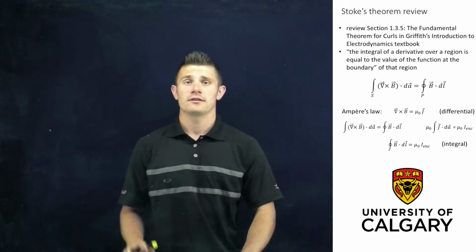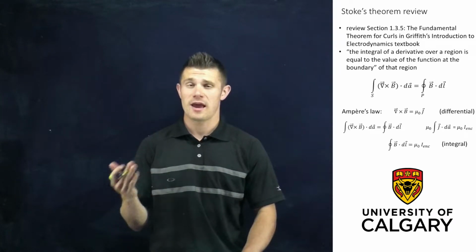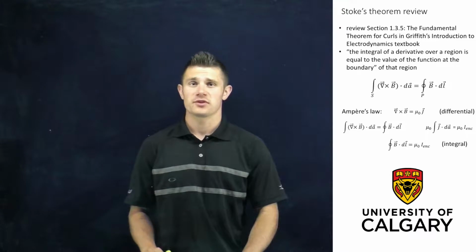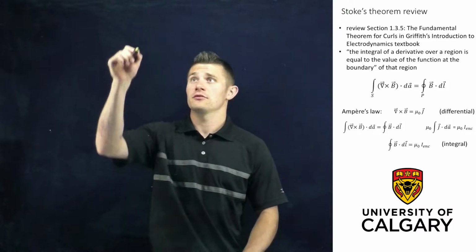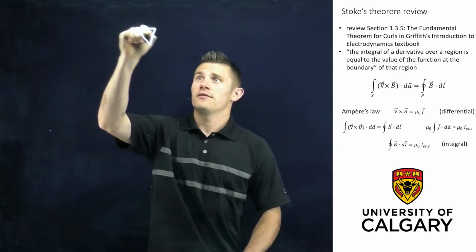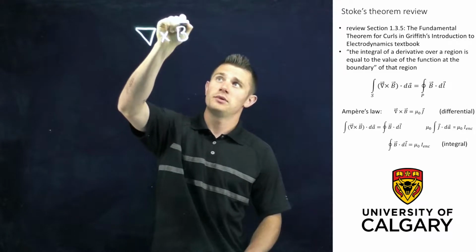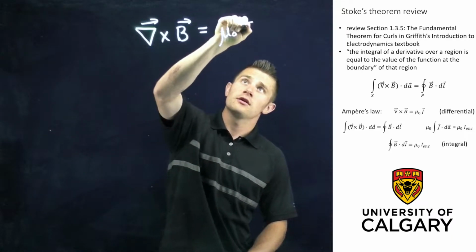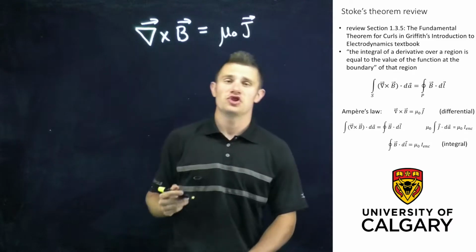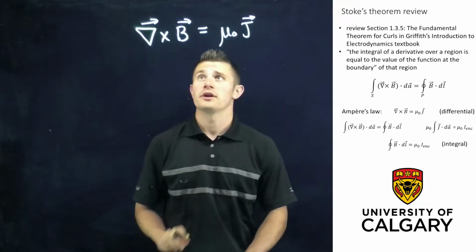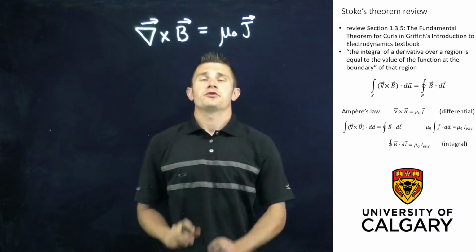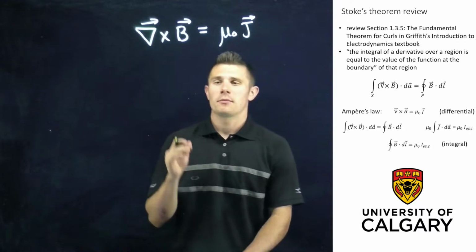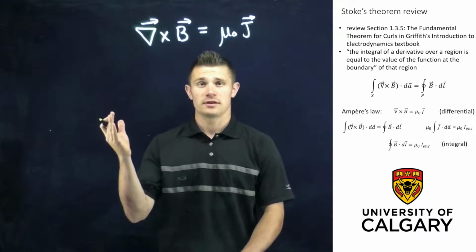Today we're going to try to find the solution to an example using Ampere's law. We haven't worked with Ampere's law before, so let's start with the differential form of the equation. We have that the curl of the magnetic field B is equal to mu naught times the current J, the current per unit area. So this is the differential form of Ampere's law. But it's not very useful for when we're solving examples.